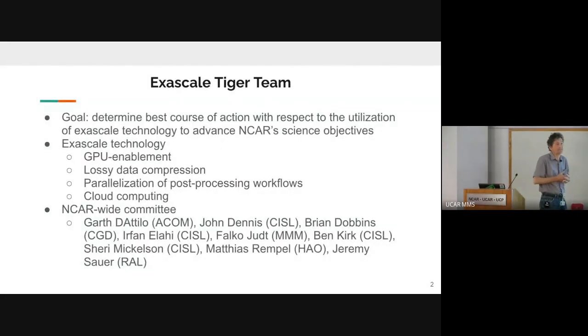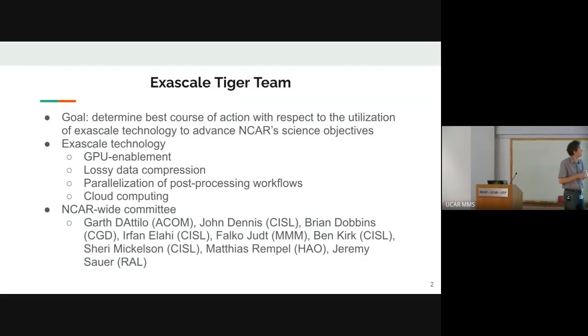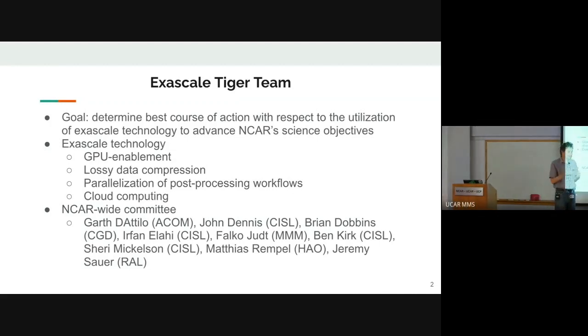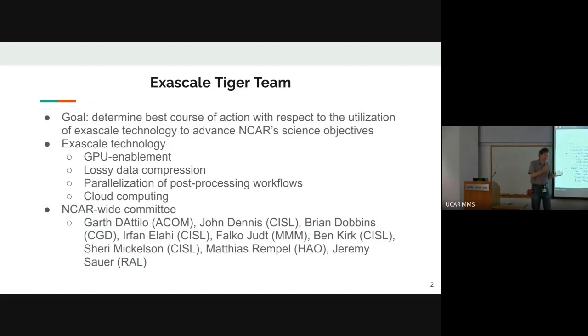This was the first of 7 talks, each of them targeting a particular laboratory. So you might see them frequently, and they'll be identical in the first part and then specialized for each lab in the second part. So the exascale Tiger team was formed a while ago, and the goal was to determine the best course of action with respect to the utilization of exascale technology. This kind of differs from exascale computing in the sense that we don't have an exascale budget to put an exascale computer on the floor.